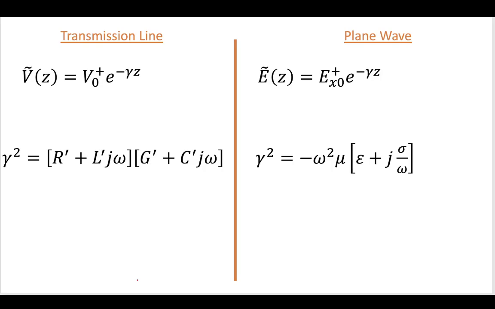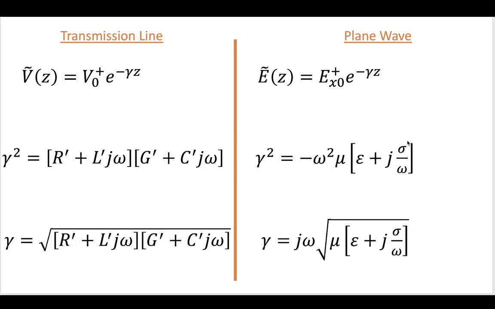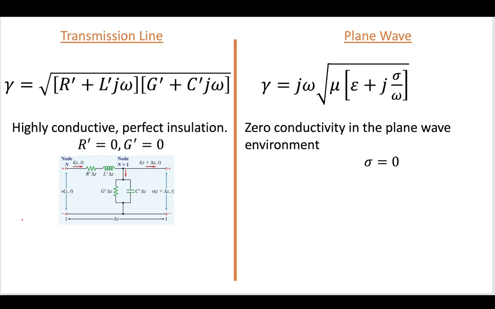Now for the transmission line, we derived it from an RLGC circuit model, whereas for the plane wave, this came about from Maxwell's equations. Let's make a couple more assumptions, because like we mentioned previously in this video, we like dealing with the lossless case. And in that lossless case, we should be able to simplify this a bit. So we should be able to go from the gamma squared to gamma, and then we should be able to simplify for the lossless case.